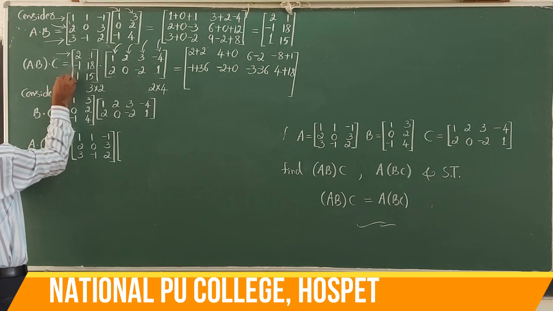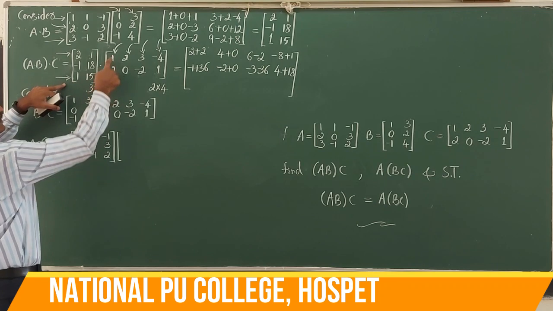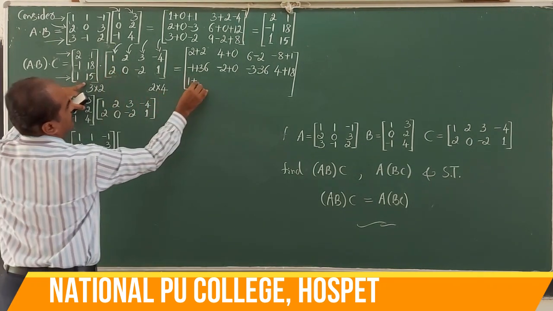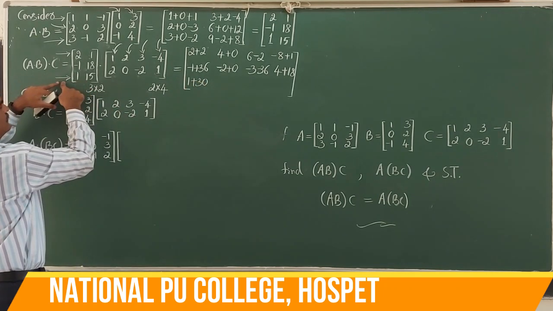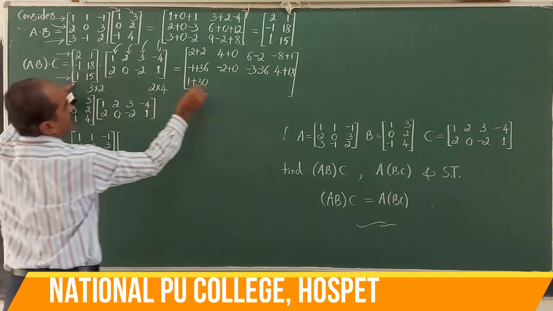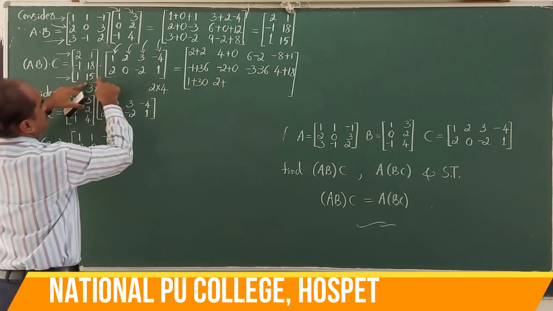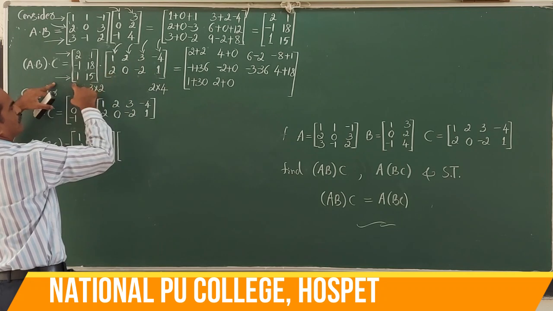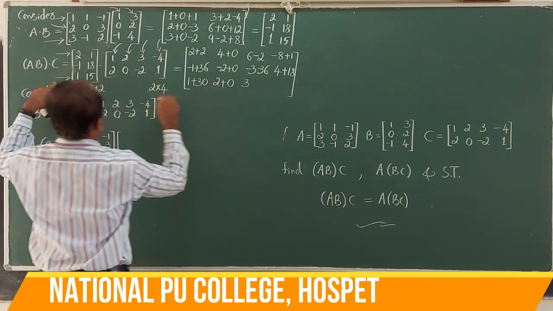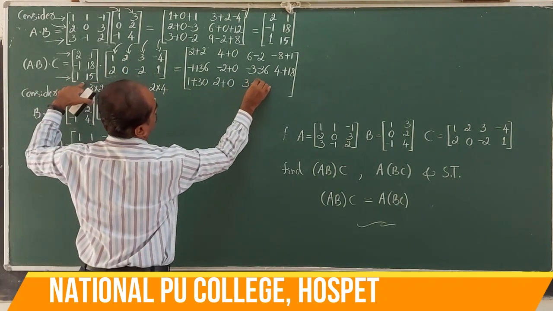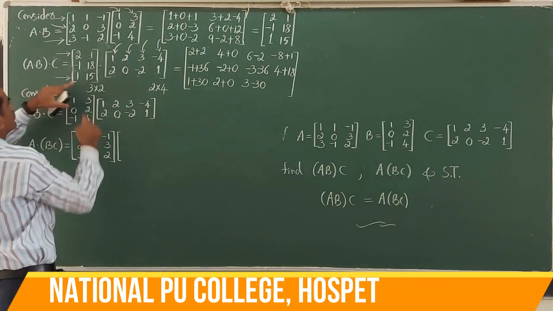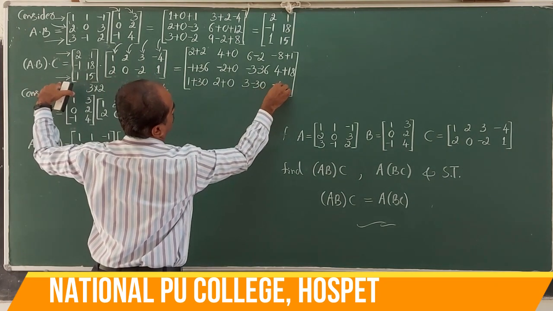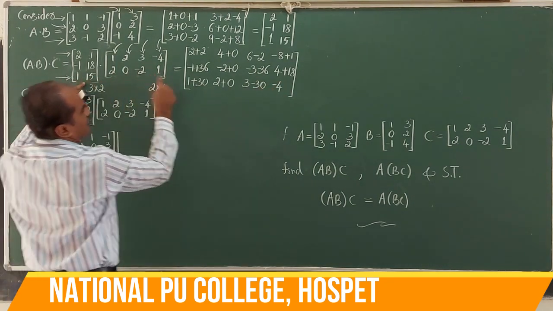That is 1, 15. Repeat with these 4 columns. 1, 15; 1, 2. 1 into 1, 1. Plus 15 into 2, 30. Third row, second column. 1 into 2, plus 15 into 0. Third row, third column. 1 into 3, 3. Plus 15 into minus 2, minus 30. Third row, fourth column. 1 into minus 4, minus 4. Plus 15 into 1, 15.